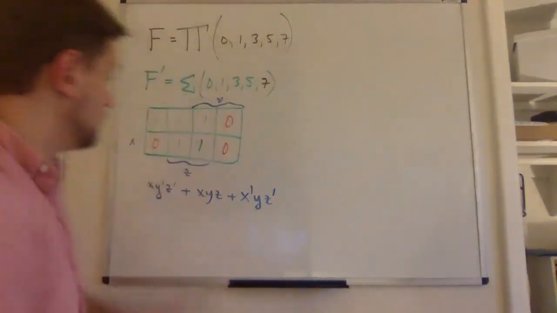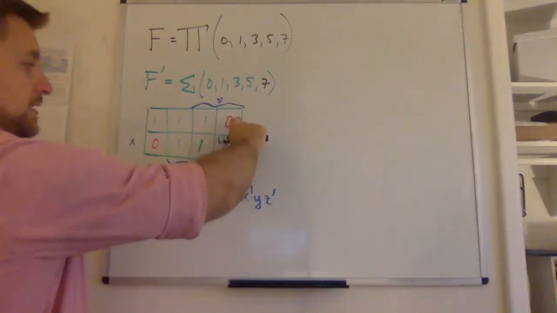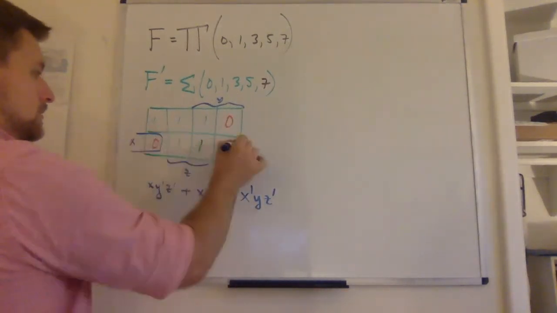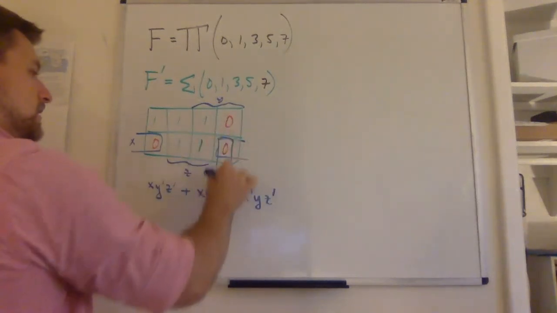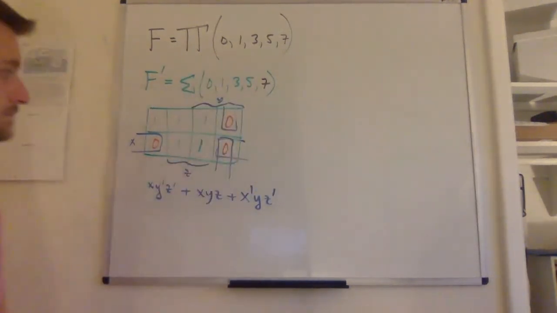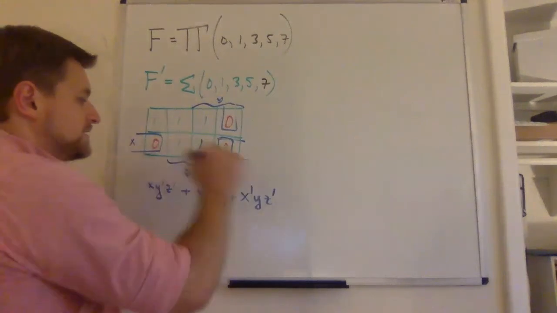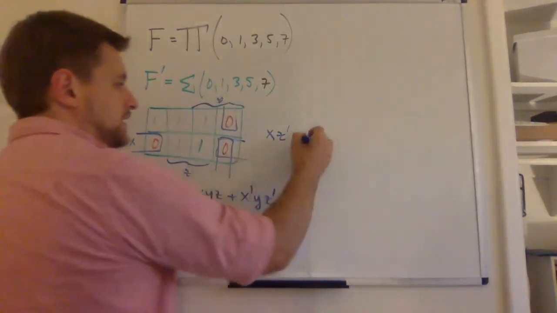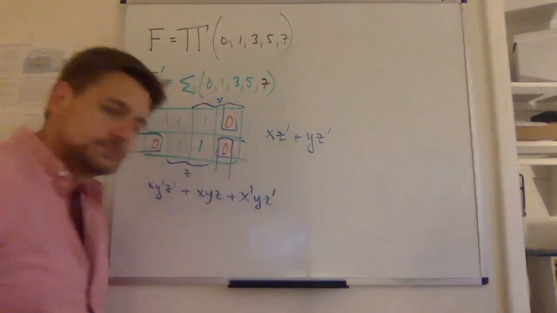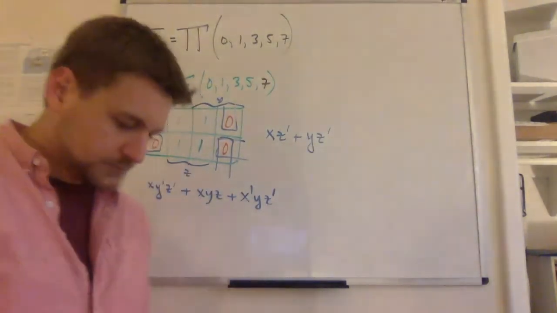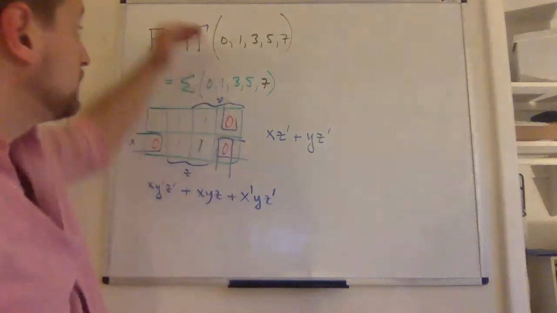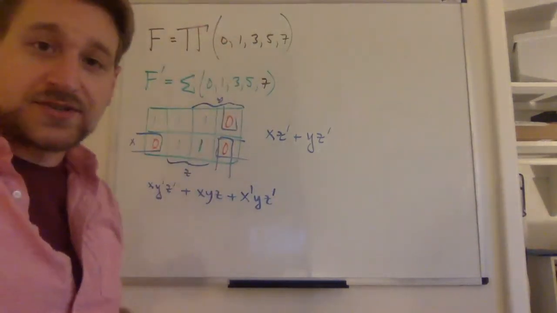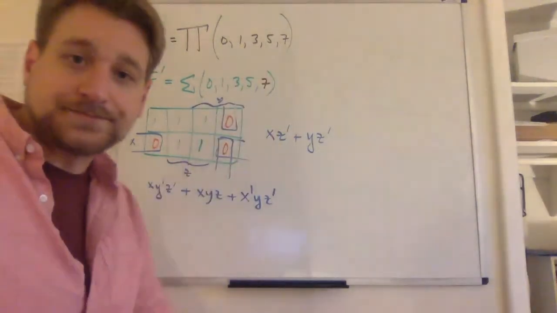We've got 2 adjacent cell partners. So we've got a region here and a region here. So we're talking about x, not z, and y, not z. Cool. So we can use the zeros of a product of maxterms expression to simplify the function.